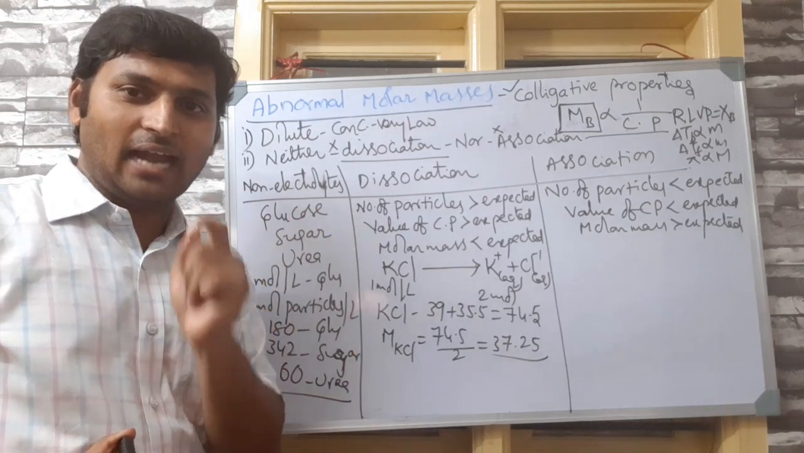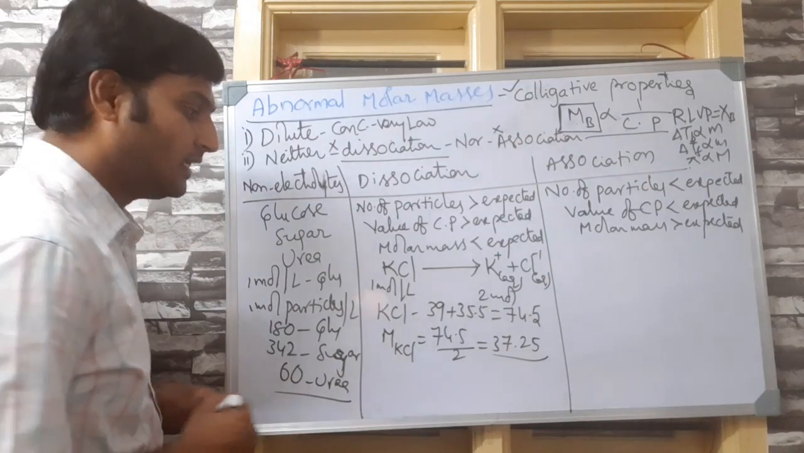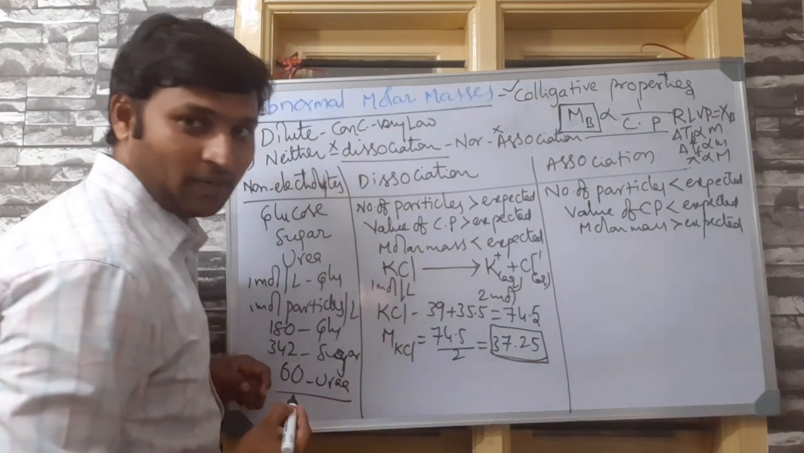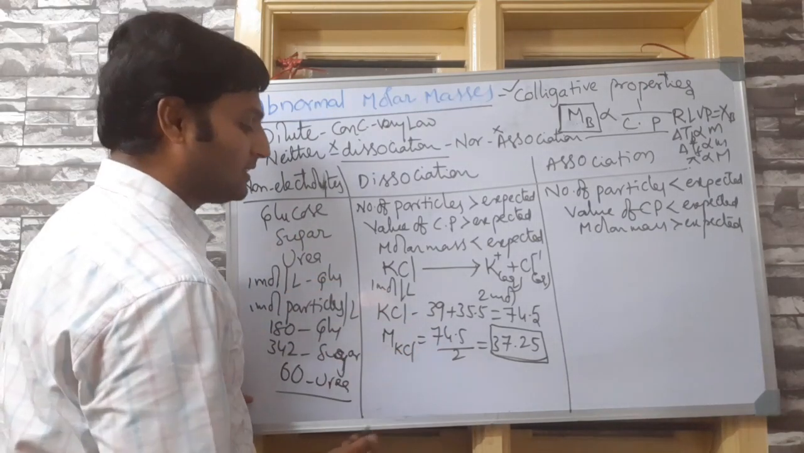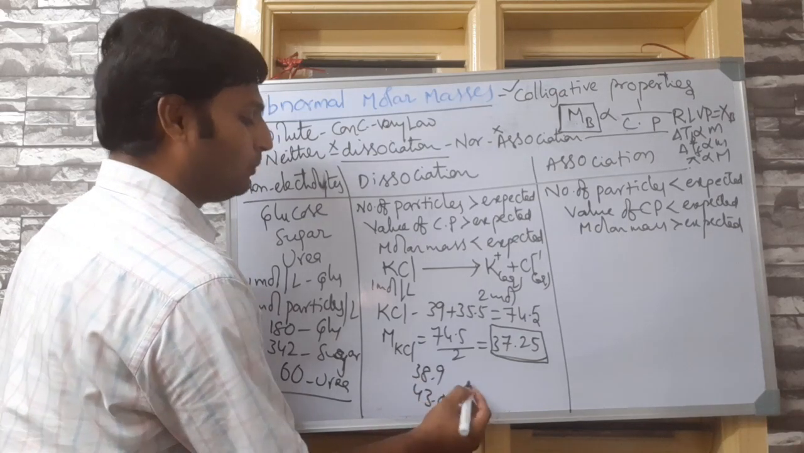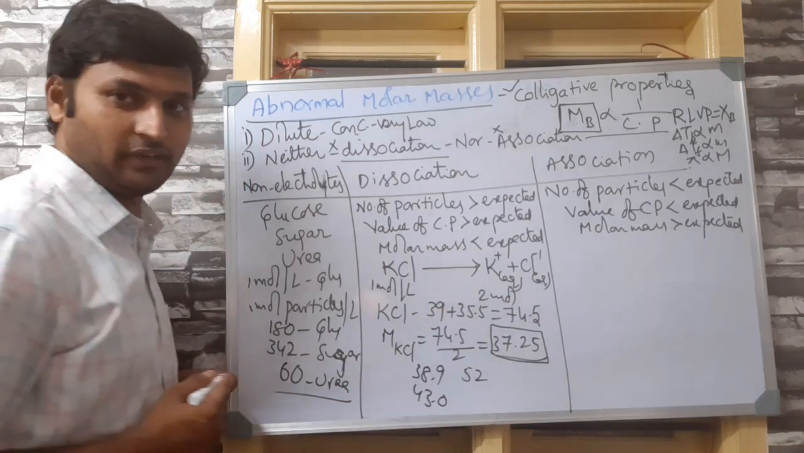Now, I will add a little thing to your knowledge and then I will go to the next one. That is, again, theoretically when you are calculating, this might happen. But frankly, at certain concentrations, there are chances you may get 38.9 or you may get 43, you may get 52, whatever. Anyways, less than 74.5.